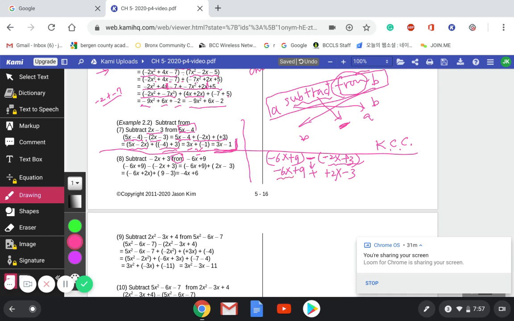And then you combine the like terms. So negative 6x plus 2x, and 9 plus 9 minus negative 3. So that ends up with negative 4x plus 6. So that becomes your final answer, which is this.